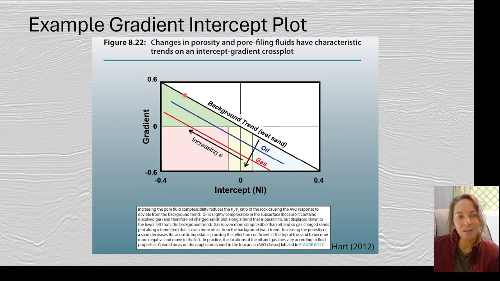And so you can see these trend lines. It'll look different when you put your real data on them. But what's interesting is that we have our background trend line kind of shown in black. And what we'll see is this systematic moving away from the background trend if we have oil in the pore space or gas in the pore space. That's what makes plotting it up this way a really good hydrocarbon indicator.